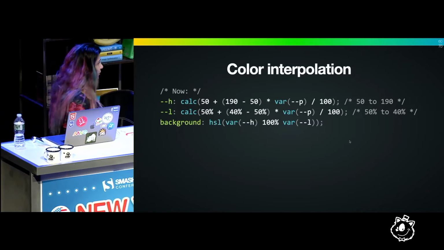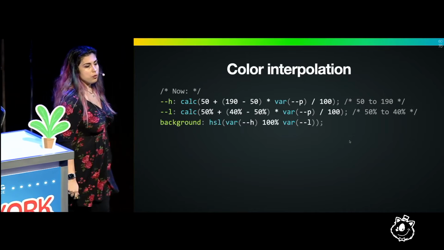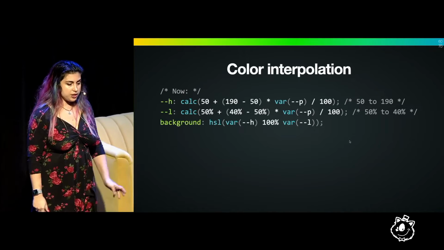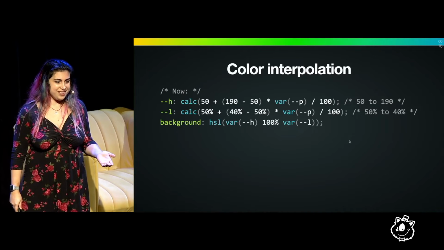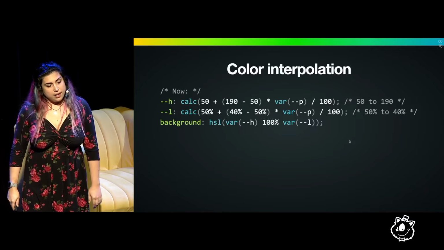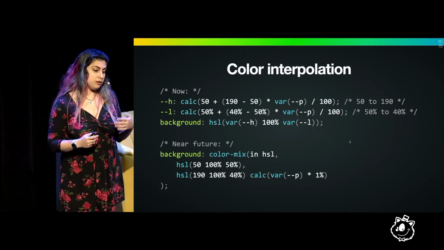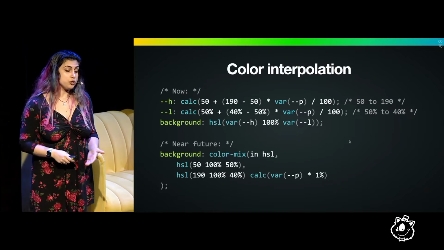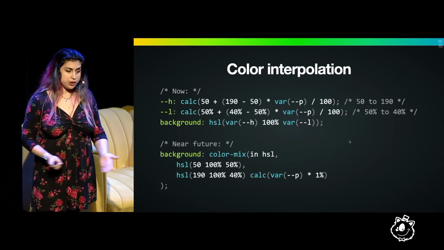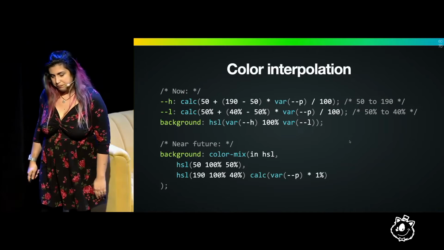But specifically when it comes to color, we're going to get a much nicer way to do this, because this is kind of not great, right? So soon we're going to get a color mix function, that we can use to interpolate between arbitrary colors and arbitrary percentages.